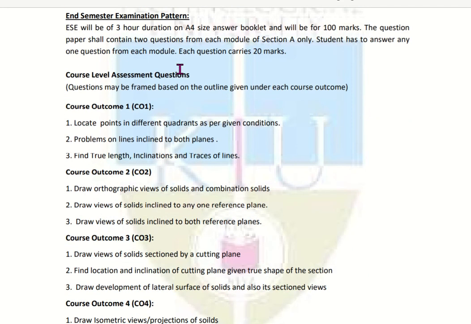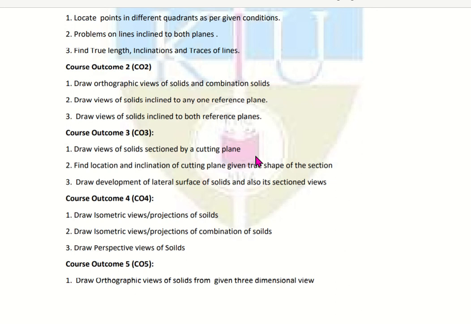And the course level assessments are like this. For course outcome 1, that is for module 1, we have 3 main aspects: locate points in different quadrants, problems on lines inclined to both planes, and find the true length, inclination and traces of the lines. And course outcome 2 comes with orthographic views of solids and combination of solids, views of solids inclined to any one of the reference planes, also draw views of solids inclined to both reference planes.